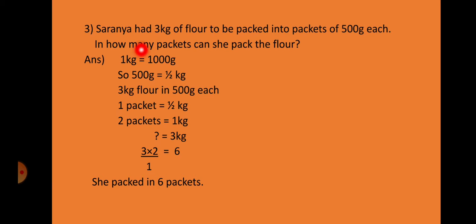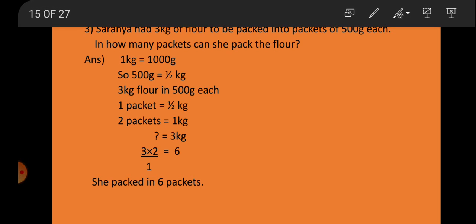The next question: 1 kg is equal to 1000 grams. Here 3 kg of flour she has to pack in 500 grams each. We all know 500 grams means half kg. So 1 packet is equal to half kg. So 2 packets is 1 kg. So 3 kg means how much? Same way, 3 into 2 divided by 1. So that is 6.